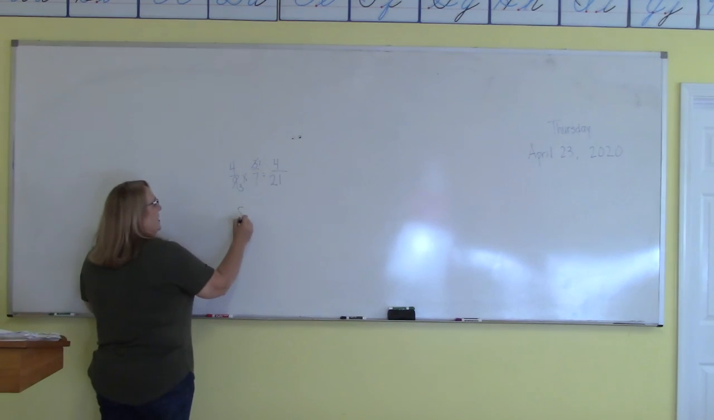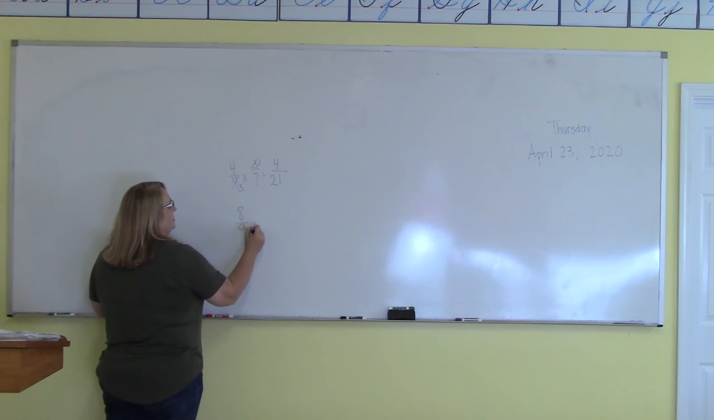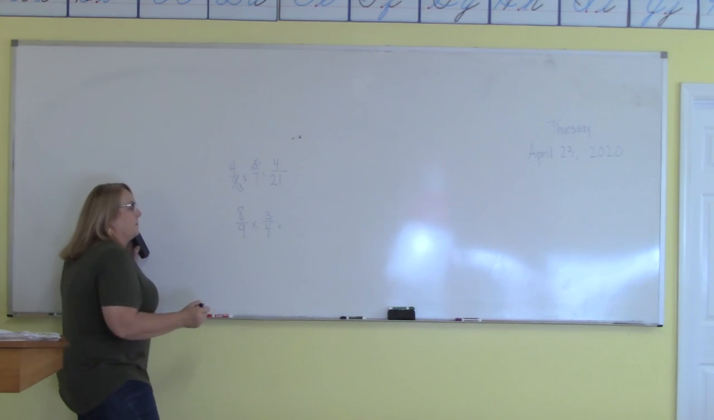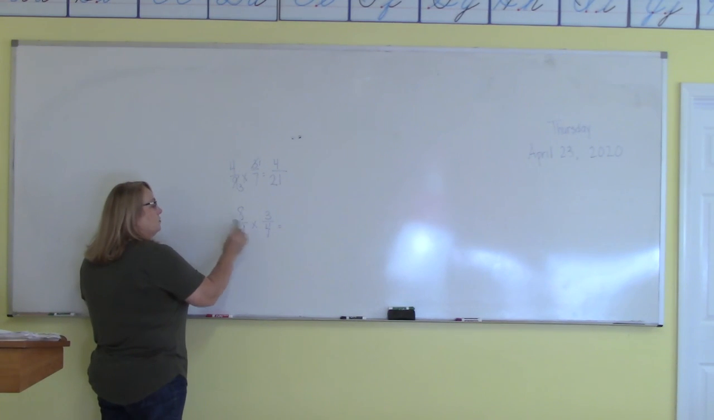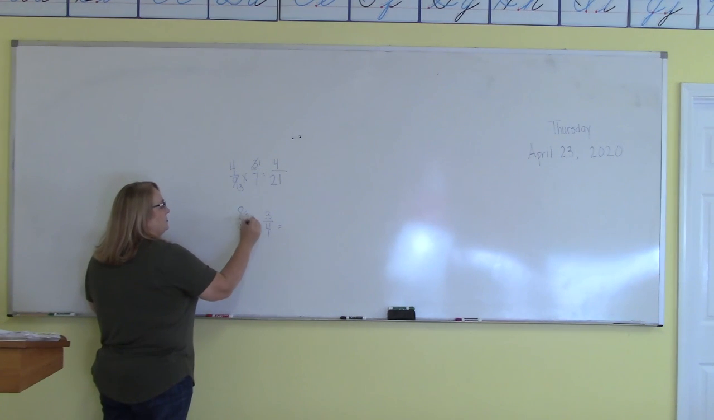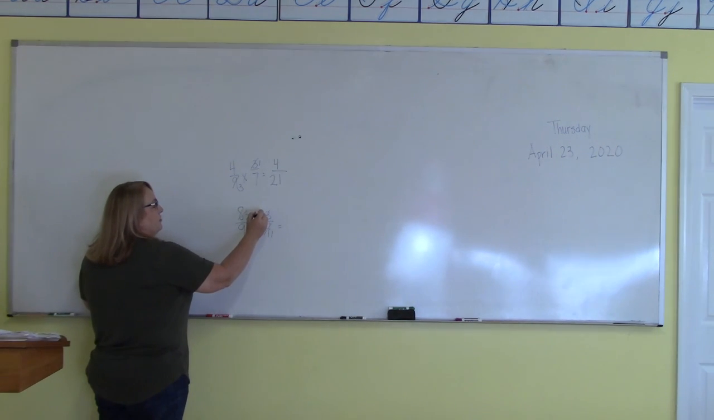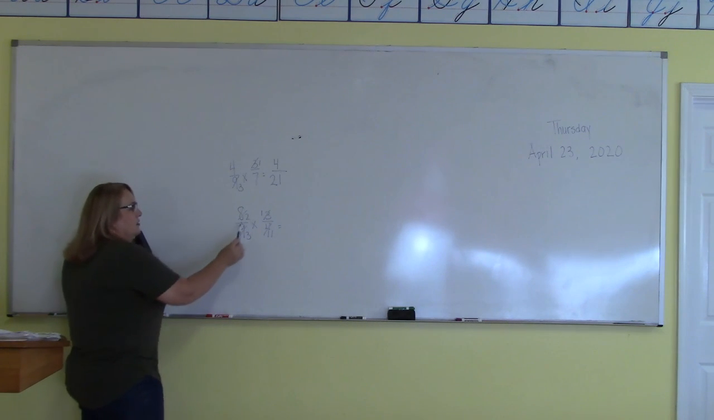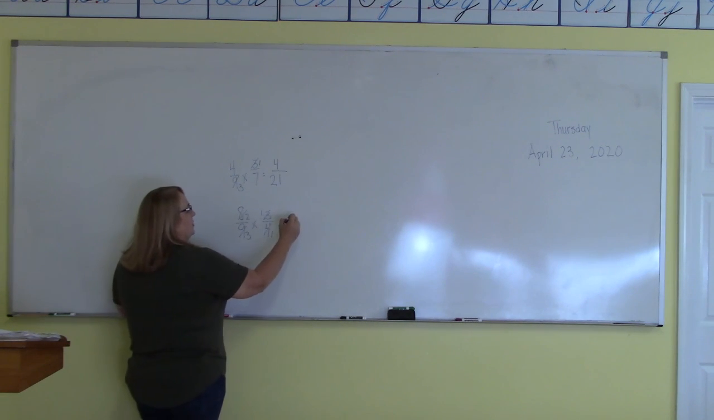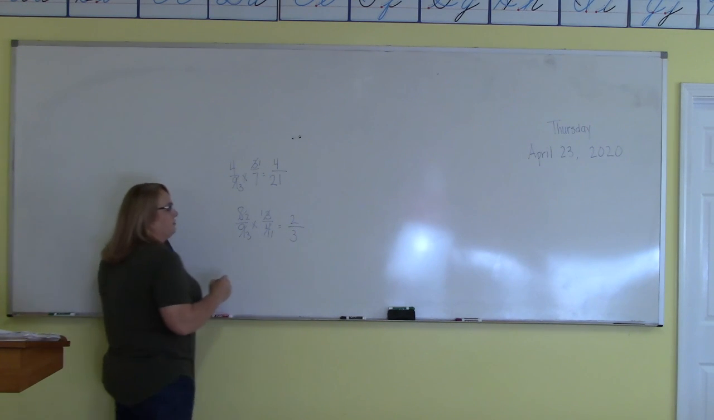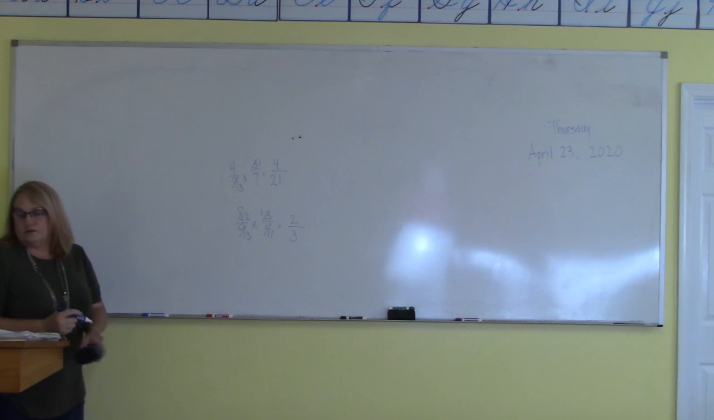The next one is 8/9 times 3/4. Okay, well we know 4 will go into 8 2 times. 4 divided by 4 is 1. 3 divided by 3 is 1. 9 divided by 3 is 3. Now multiply. 2 times 1 is 2. 3 times 1 is 3. 2/3.